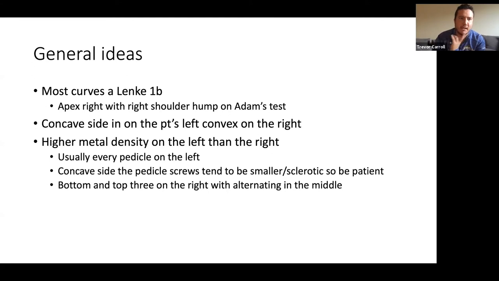General ideas: most curves are going to be a Lenke 1B. So the right shoulder is going to have a hump on it on the Adams forward bend test. The concave side is going to be on the patient's left with the convex side on the right. And so for the left side, you're really pulling that curve out, so we use a higher metal density. We put screws at every level on the left, typically. And then on the convex side, we don't use as many.